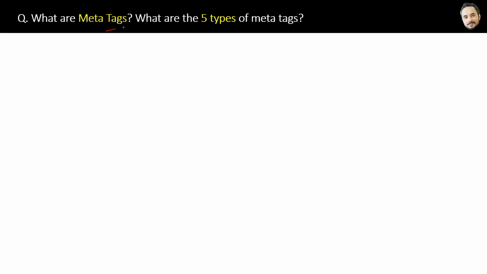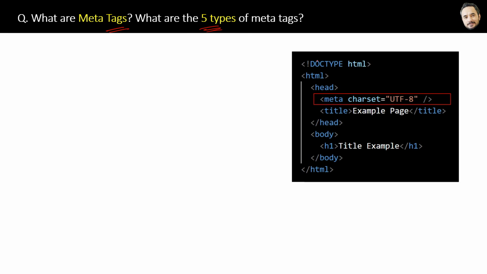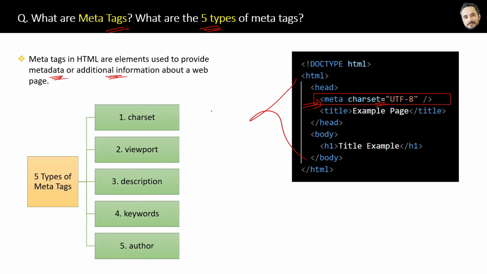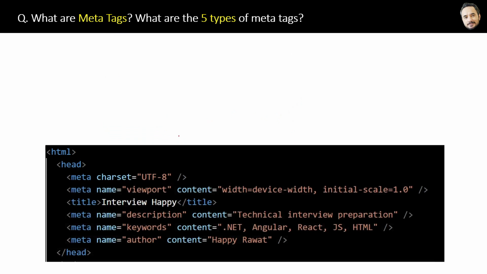What are meta tags? What are the 5 types of meta tags? Good question. Here you can see the code of a simple meta tag charset. Definition: meta tags in HTML are elements used to provide metadata or additional information about a web page. 5 types of meta tags we can have like this. Let's quickly understand the purpose of all of these. Here you can see all the meta elements and their attributes.